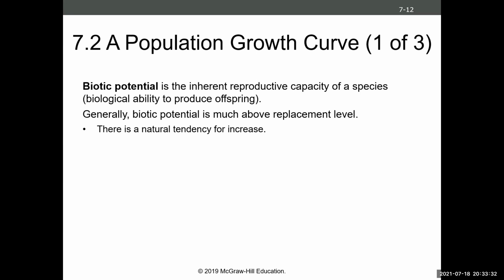If you're one individual, then you only need to have one offspring to replace yourself. But generally, you have more than one. For example, I'm a parent. I have 4 kids, so I've replaced myself several times, and so I'm adding to increasing the population.